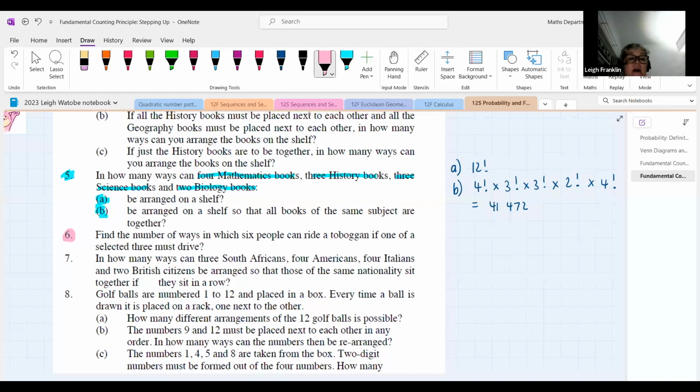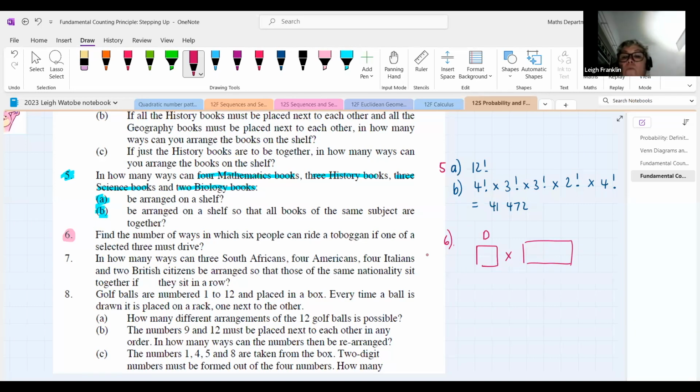Here they ask us to find the number of ways in which 6 people can ride a toboggan if one of a selected 3 has to drive. The number of ways in which 6 people can ride a toboggan if one of a selected 3 has to drive. What do you think? So in other words, we have to have a driver. Then we've got everybody else.